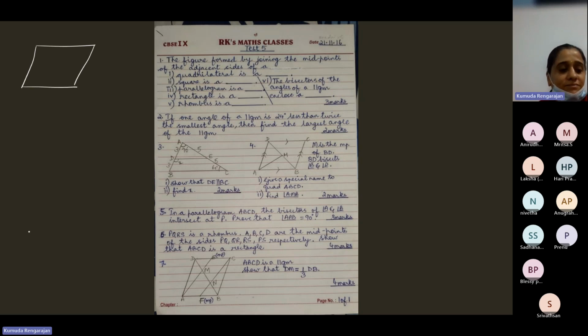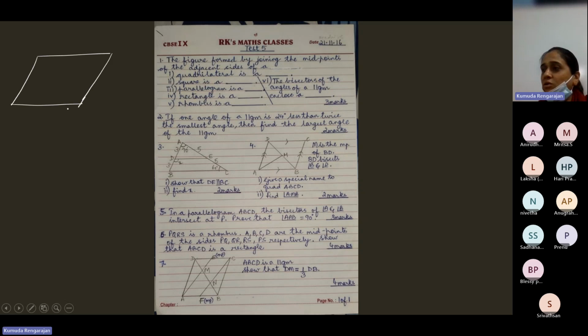So children, there can only be two different angles in a parallelogram. That's the first thing you should realize. In a parallelogram there are four angles, but not four different angles. Four angles, but only two different angles, because opposite angles are equal. So this angle is equal to this angle and this angle is equal to this angle.